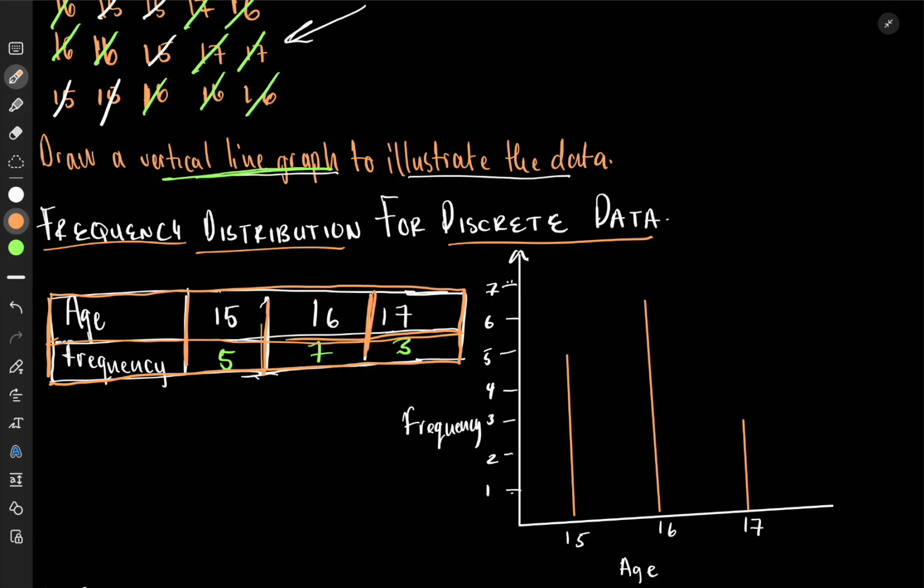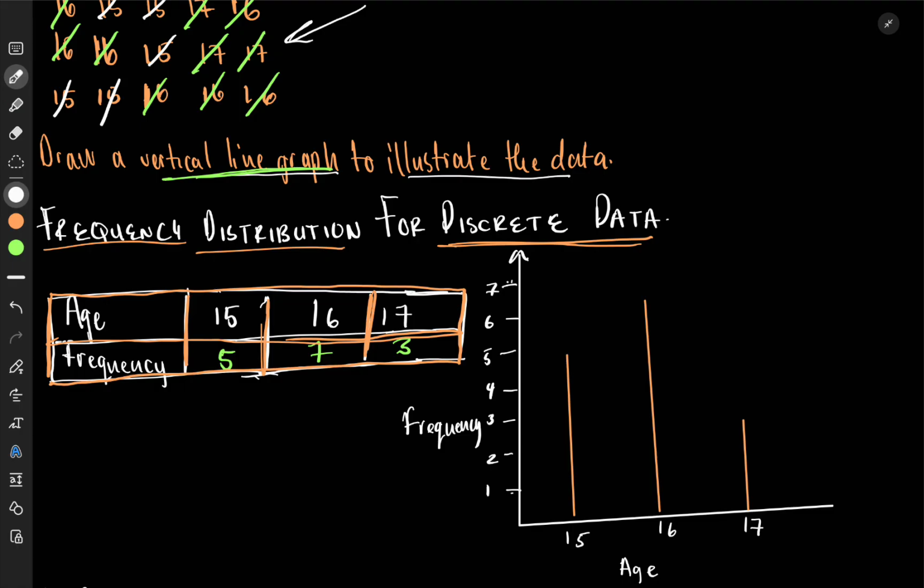So this is what we call your vertical line graph. Okay. Remember that for our discrete data, we had vertical line graphs and we also had stem and leaf diagrams. So we'll see them. Now, but this is a vertical line graph. We've seen the frequency distribution for discrete data. What is frequency distribution? It's a table that shows you the values and their frequencies, okay? Which is the how much.